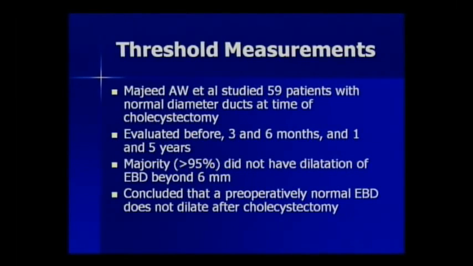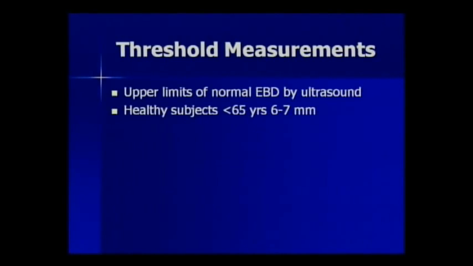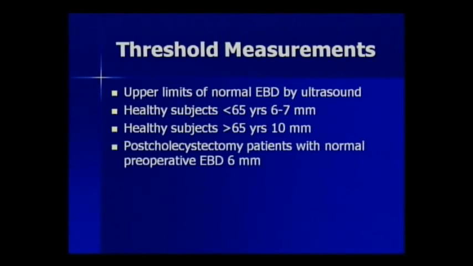Now one of the problems that we have when evaluating these patients is that we don't often know what their duct looked like at the time of cholecystectomy. We often don't have those images. So the upper limits of normal for the extrahepatic bile duct by ultrasound in healthy subjects less than 65 years should be 6 to 7 millimeters. And in greater than 65 years, it can be up to 10 millimeters, but we have to look at this with caution. Post-cholecystectomy patients with normal preoperative bile duct shouldn't be more than 6 or 6 to 7 millimeters.